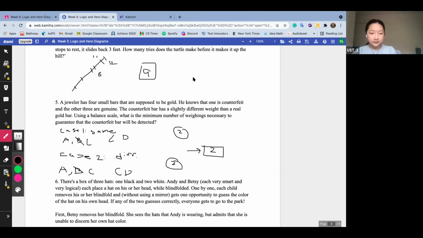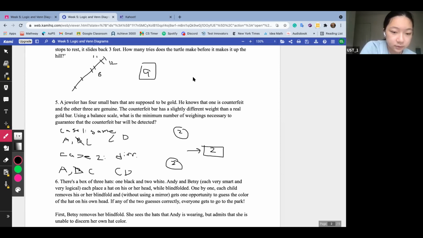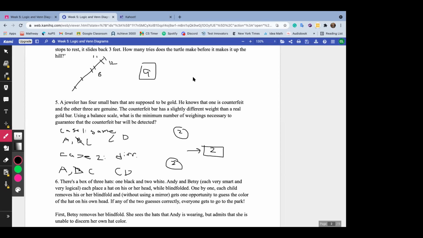Well, if B is the fake one and you test C and they weigh the same, that means B is going to be the fake one, because C is real, and A, you don't know if it's real or fake. But if it is real, then A is real, but because it was different when you tested it with B, that means B would be fake. Okay.